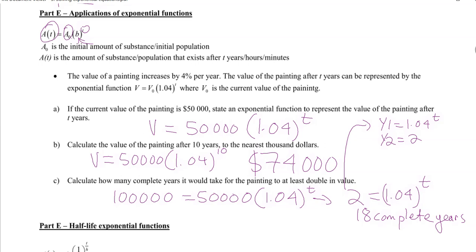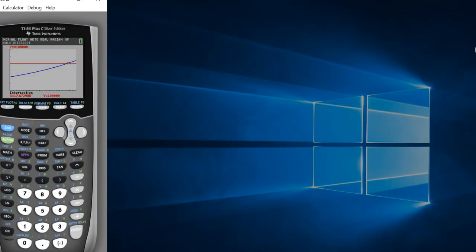Notice it says to at least double in value. So after 17 years, it wouldn't quite be at 100,000. After 18 years, it would be over, but that's fine because it's complete years and it's got to be worth at least 100,000. Now, if we go back and look at the graph, the red line is the $100,000 line. 17 years would be under that.